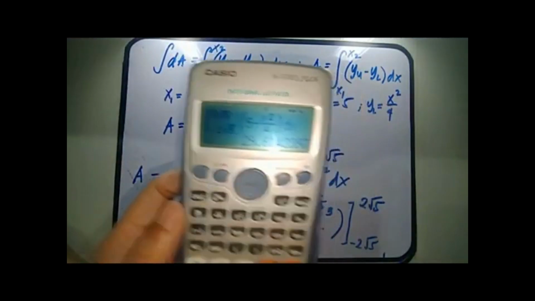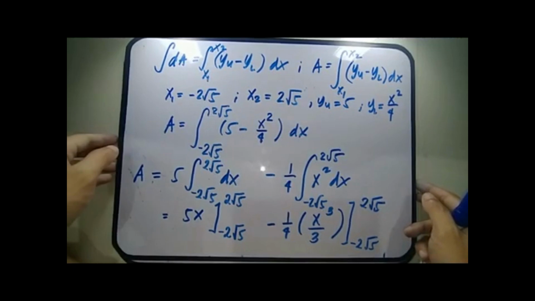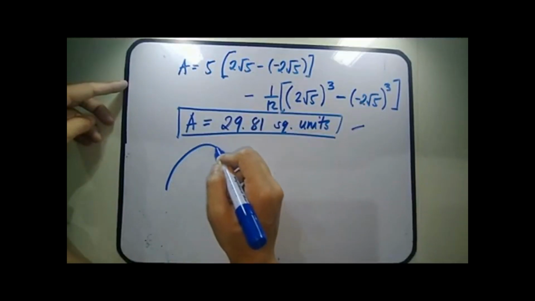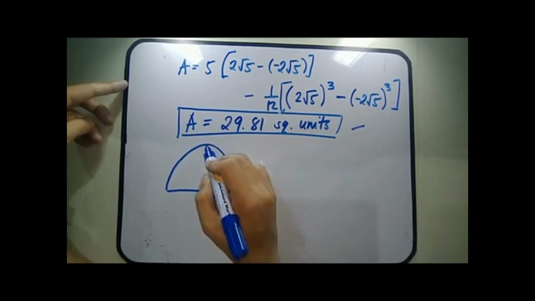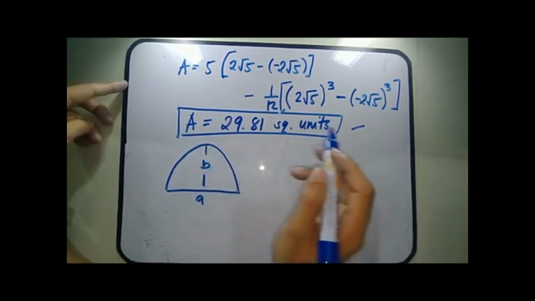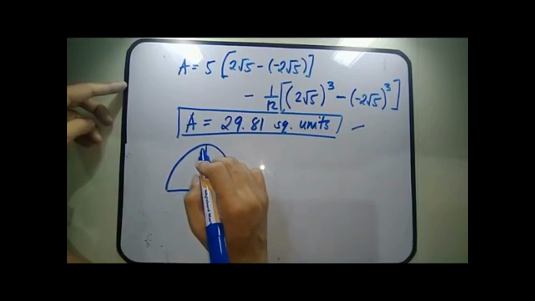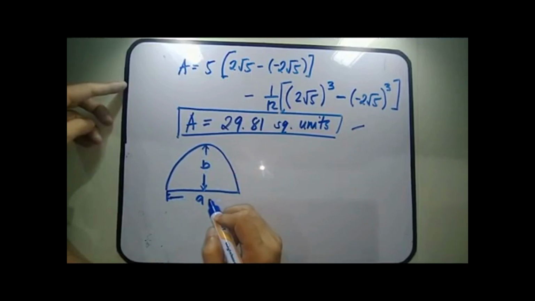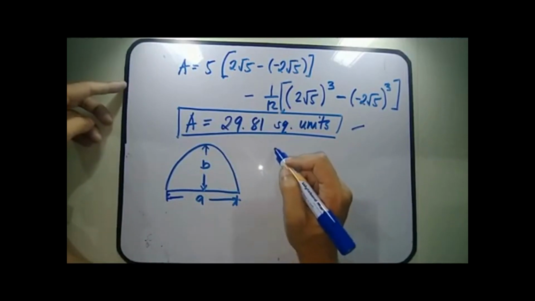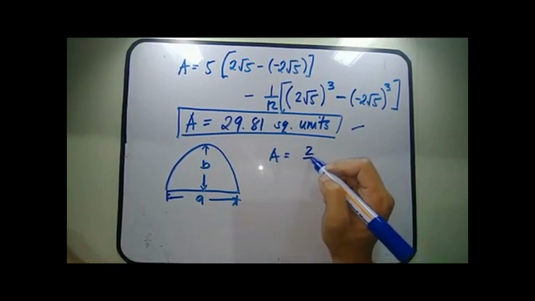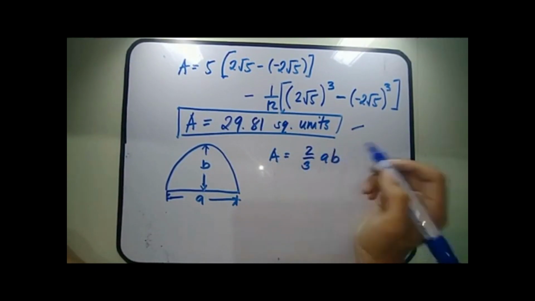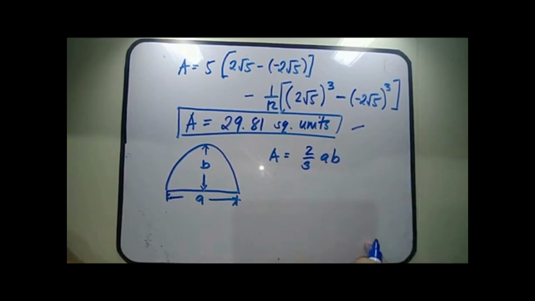Now guys, we have an alternate solution for this. For a segment of a parabola, we actually have a formula. If this length is A and this height is B, the height from the vertex to the bisecting line segment, then the area is equal to 2/3 AB. This formula is derived using integral calculus also.